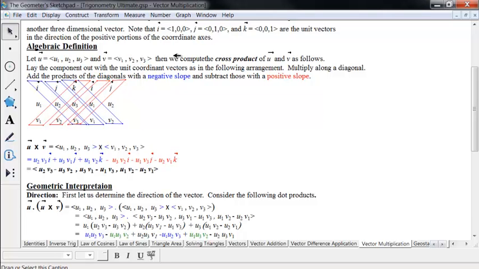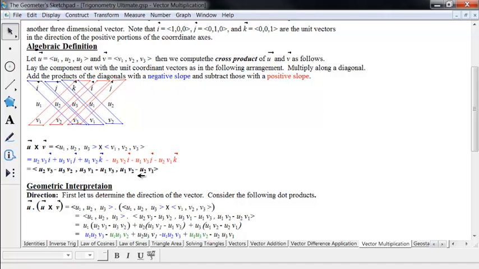And notice that you are going to have one each for i, j, and k that are blue, and one each that are red for i, j, and k. So it's going to work like this. For the i, you're going to have u2 times v3 times the i, minus u3 times v2 times the i. For the j, you're going to have u3 times v1 minus u1 times v3. And for k, we're going to have u1 v2 minus u2 v1.